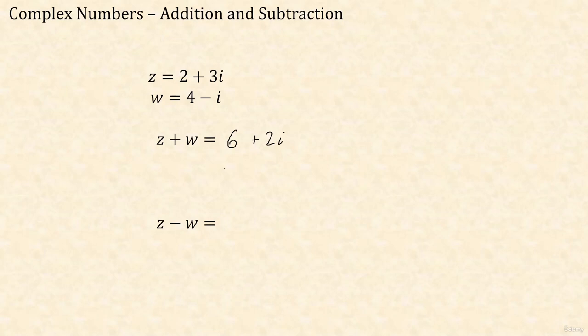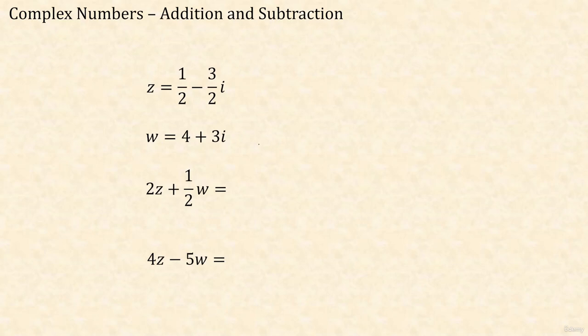Subtraction works in exactly the same way. We just do the real part of z minus the real part of w. So that's negative 2, and then we do the same thing here. 3i minus negative i is 4i, positive 4i. So addition and subtraction, very easy and straightforward with complex numbers. You just add the real parts, you then add the imaginary parts, and you're good.